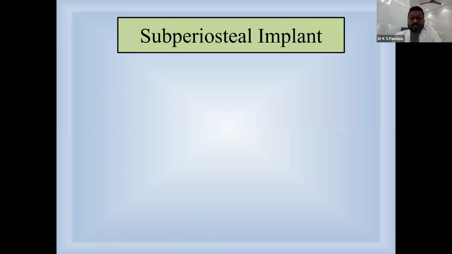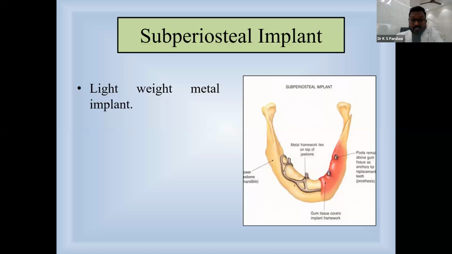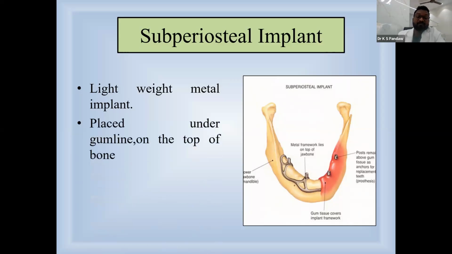Second is the subperiosteal implant. It is used in an atrophic jaw. It rests over the bone. When the bone volume is very less, then this subperiosteal implant can be used. They are lightweight metal implants, placed under the gum line on the top of the bone.